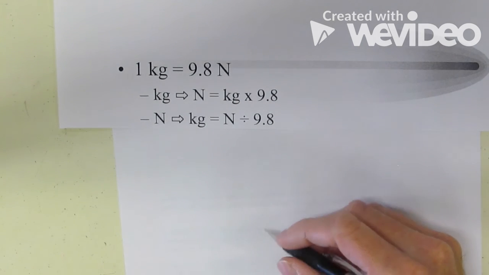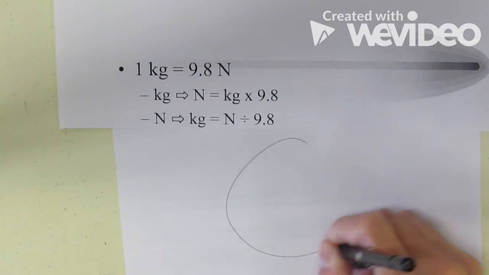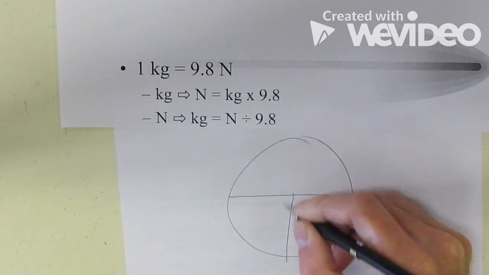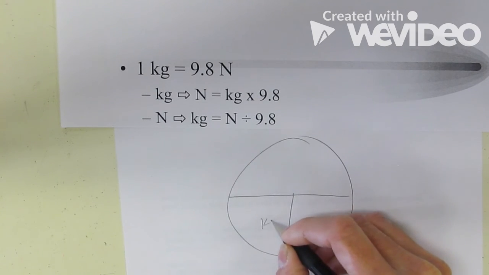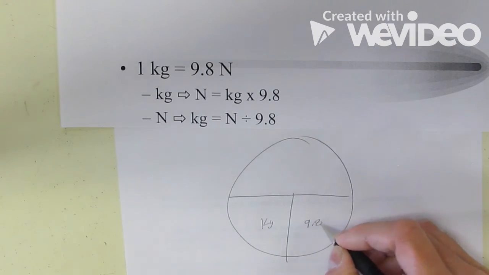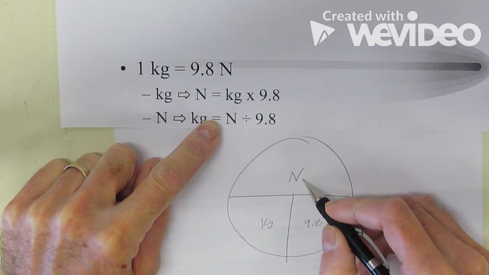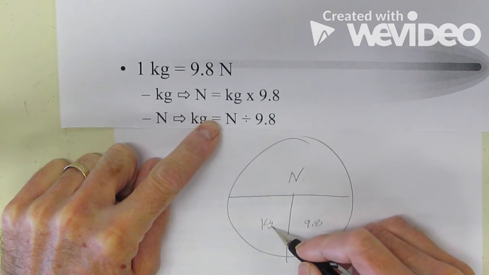This is the thumb chart for kilograms to newtons. Again, start with a circle. Divide, always divide. Multiply. Kilograms times 9.8, because we see it here, and then we put newtons on top. So newtons is on top because newtons divided by 9.8 will give us kilograms.